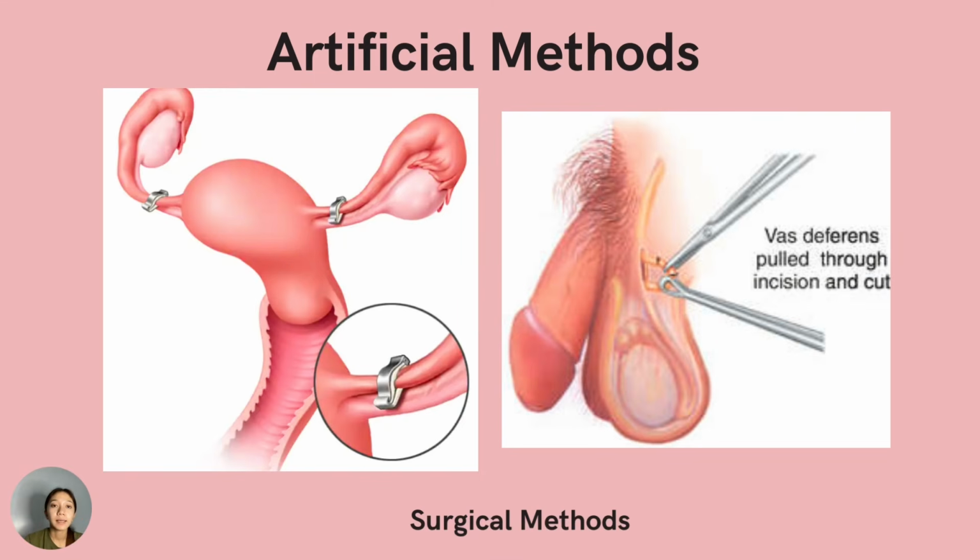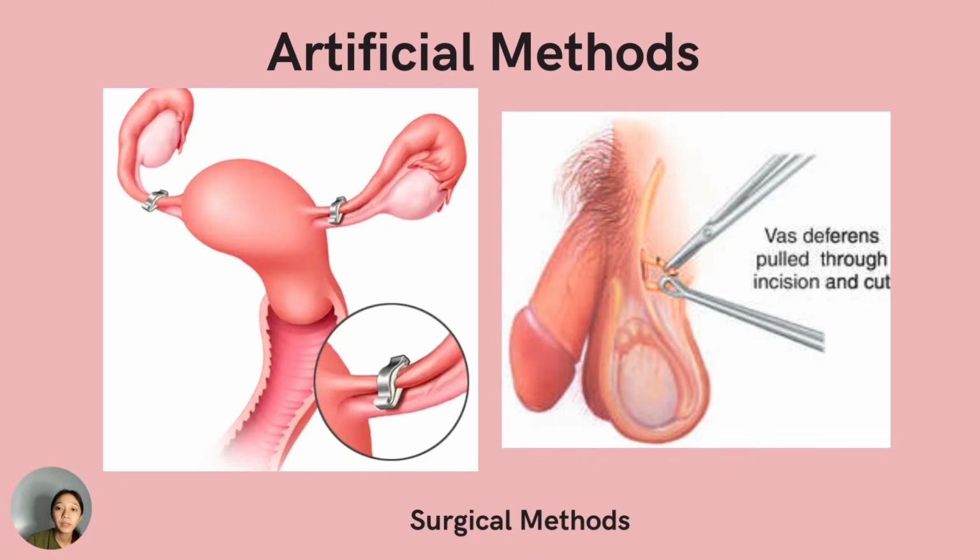Next is the surgical methods, class. So surgical method is one of the most effective birth control method. So there are two kinds of surgical methods. It is either used by male or female and will ensure that conception is inhibited after the surgery for as long as the client lives.